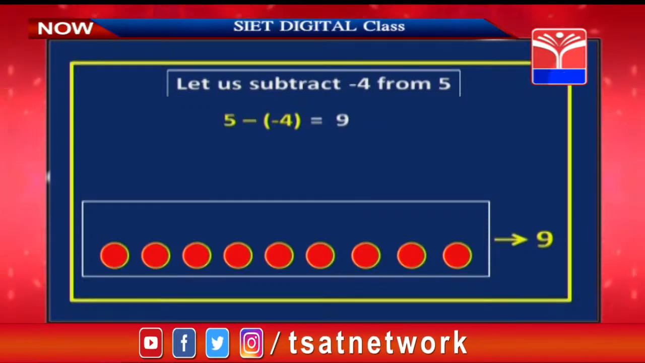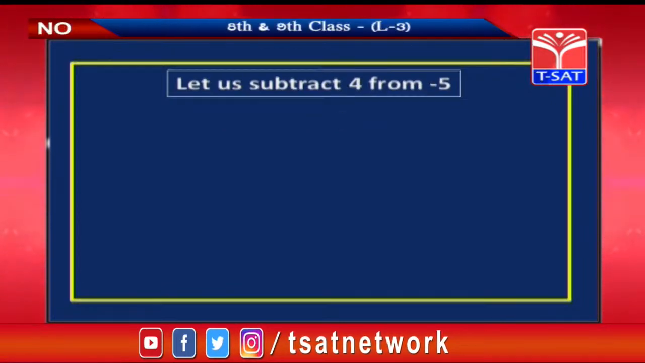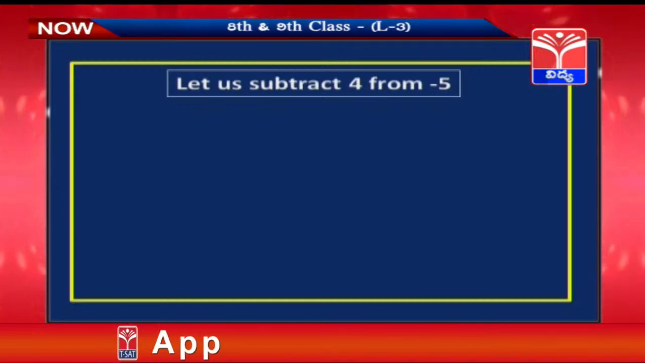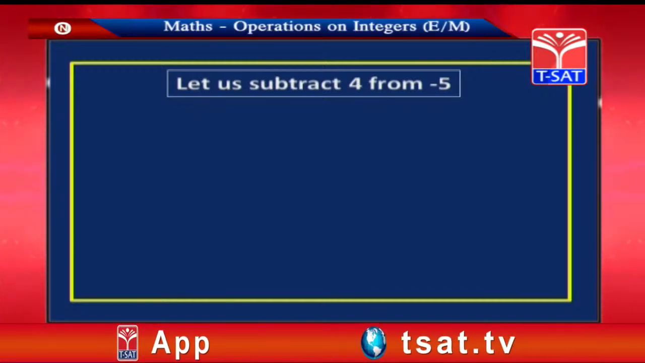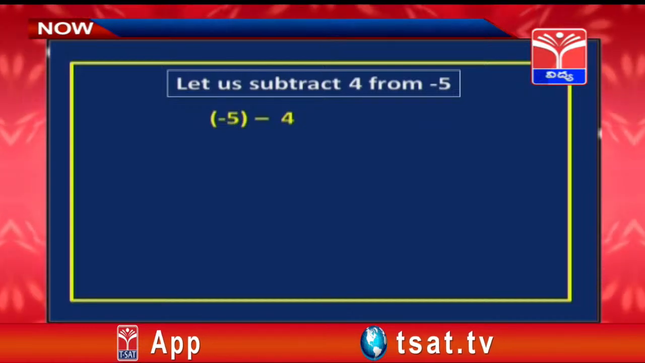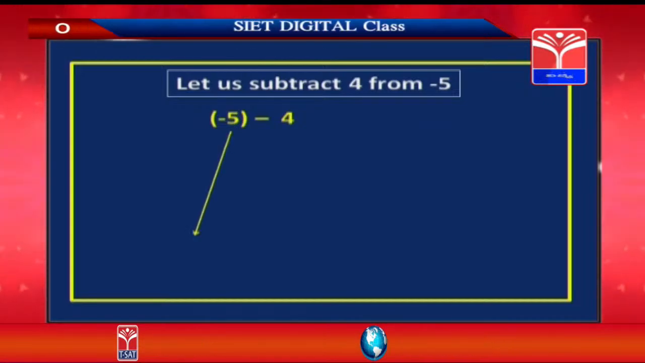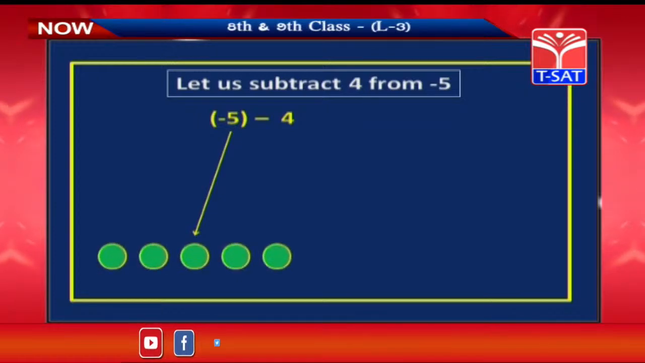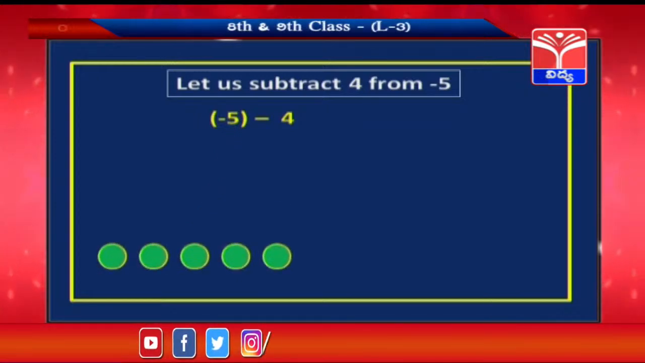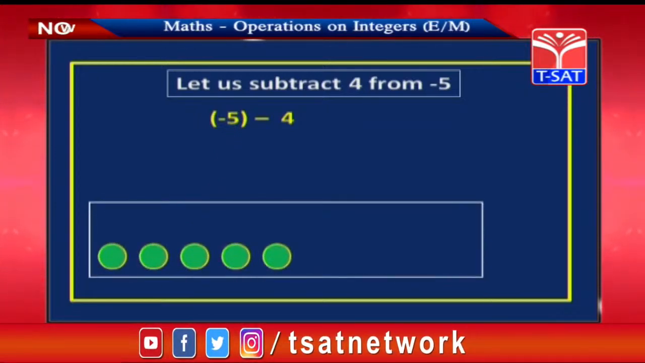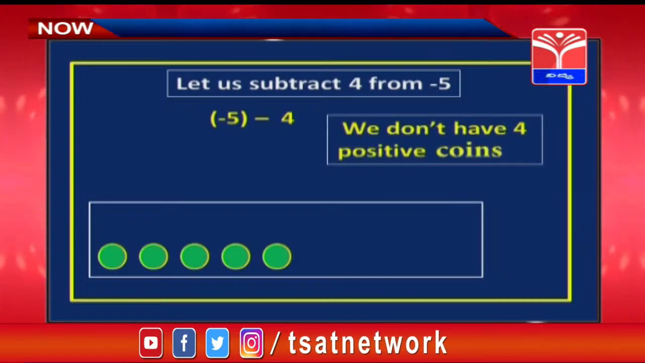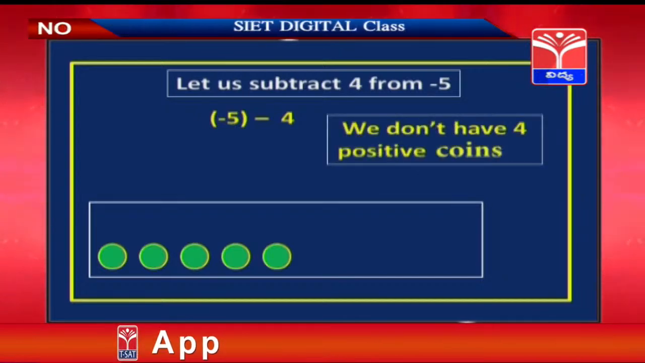Now, let us take another example, children. We are going to subtract 4 from minus 5. That means a positive number is subtracted from a negative number. So, minus 5 minus 4. So, minus 5 represents 5 green coins. From that, I am subtracting what? 4, a positive number. So, we do not have 4 positive coins.